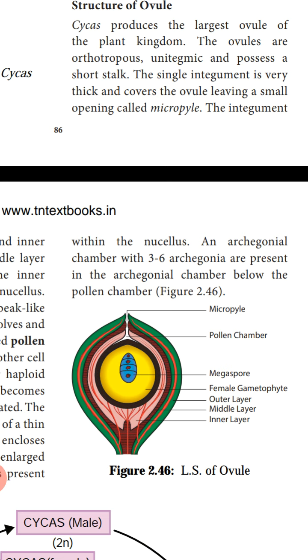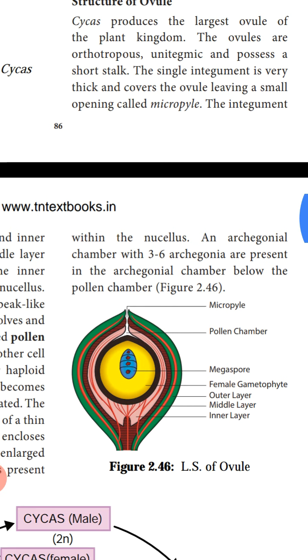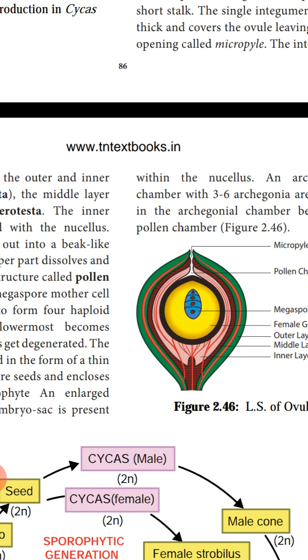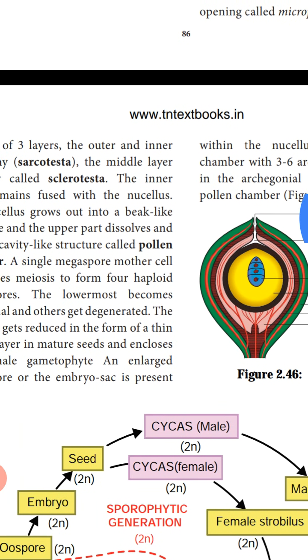So the single integument is very thick. Only one layer of integument is there, and it is a thick layer, and it leaves a small opening. That small opening is called the micropyle. The integument consists of 3 layers. The outer and the inner are fleshy, and they are called the sarcotesta. The middle layer is stony, and it is called the sclerotesta. So here we have studied the integuments. It is a single integument, but it has 3 layers. The outermost and the innermost layers are called the sarcotesta, and the center layer is called the sclerotesta.